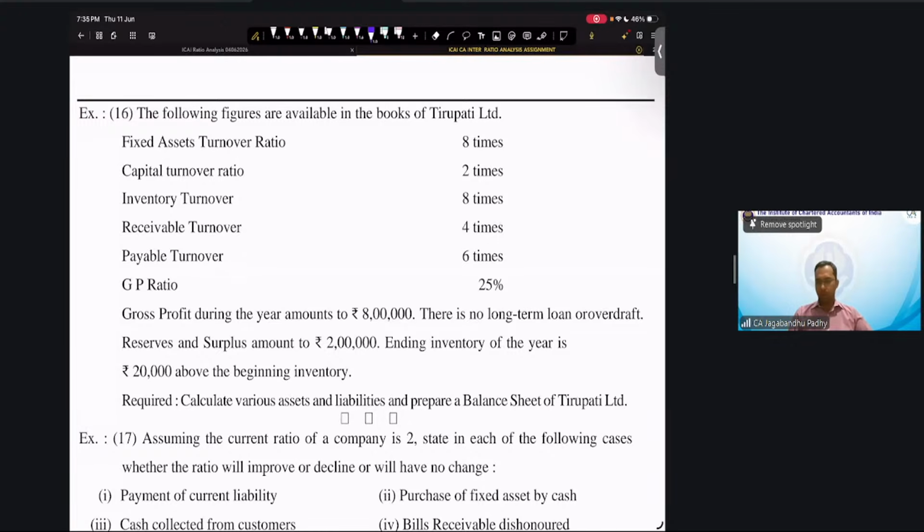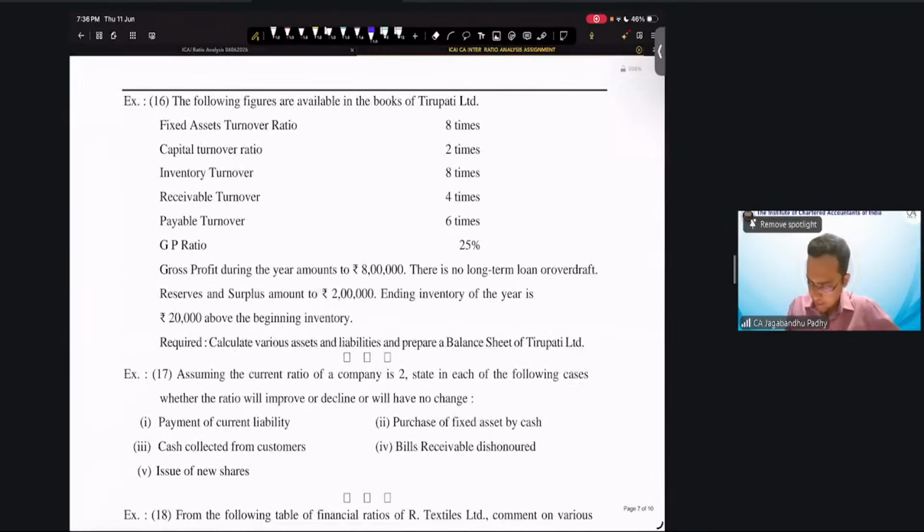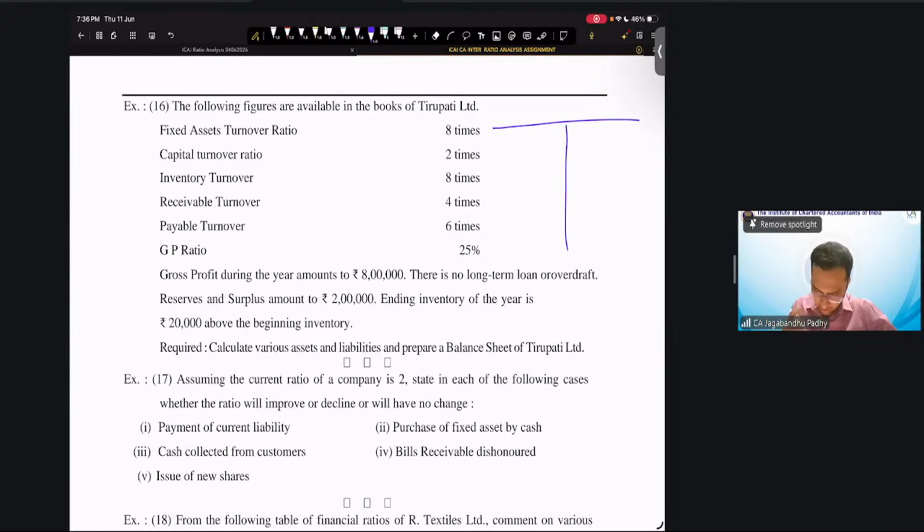We have all the turnover ratios given. Fixed asset turnover, capital turnover, receivable turnover, payable turnover, gross profit ratio. Gross profit is given. So from the gross profit, you will get sales and also COGS, and then you can use each of these turnover ratios to calculate the value of assets and liabilities and then prepare the balance sheet. So just for you, to begin with, I'll give the format of the balance sheet, or what all things need to be computed. And then I think after that, you will be good to calculate.